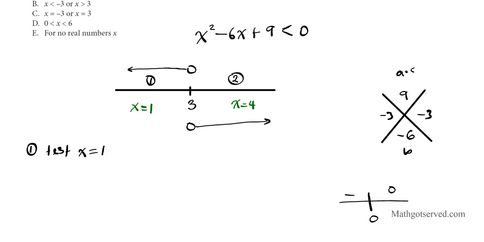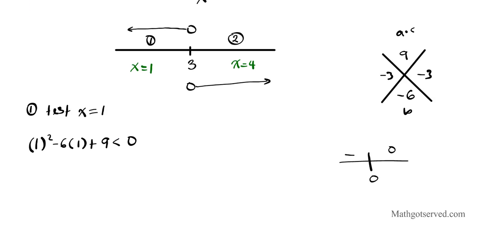What on earth does that mean? This means that if I plug in 1 into the original inequality, do I end up with a true or false statement? Alright, so let's do it. So 1 squared minus 6 times 1 plus 9, is it less than 0? That's the question. Alright, let's work it out.